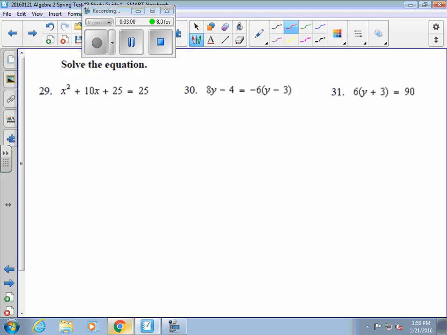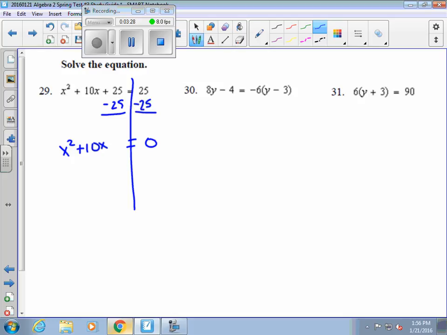29, solving this equation. In order to solve an equation that is a quadratic like this with x squared, you need to make it equal to 0. Right now it says equal to 25. So in order to make it equal to 0, we need to subtract since it's a positive 25. When you do it there, you do it here. 25 minus 25 is going to make it equal to 0. Now what we have is x squared plus 10x plus 25 minus 25 is 0. There's no reason to even do that.